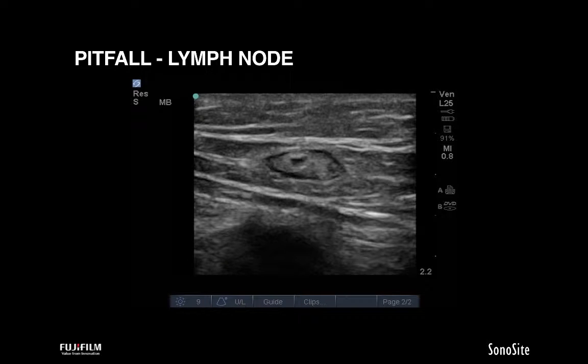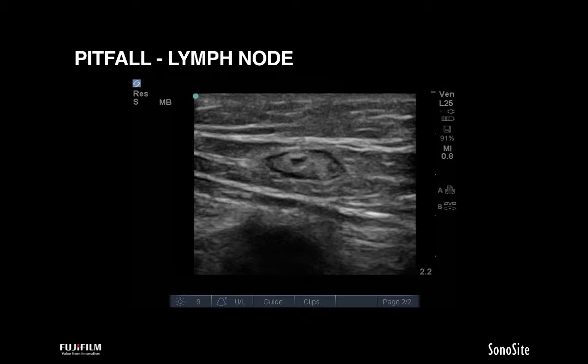Some of the things that you'll come across, which I've had some of my trainees get confused by, is a lymph node, right? A lymph node can appear circular. It has echogenic characteristics within that very well bordered circle, and it can appear as a DVT. How can you rule this out as a potential DVT? Well, in general, you can't follow this.